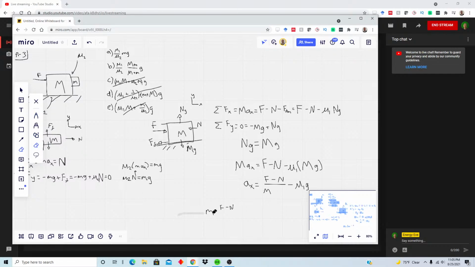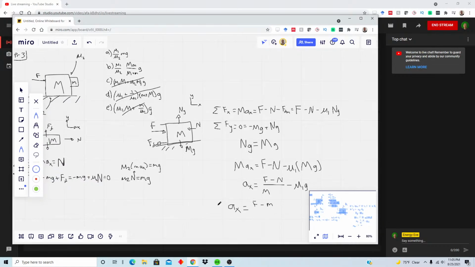Let's clean up our equations before we go any further, right? Let's try to make this neater. So this ax is equal to F minus this is equal to, what do we say? This is equal to m ax. Oh, so in that case we shouldn't move it over yet. We're just finding some stuff on the fly. So we're actually still going to want to work with this equation right here.